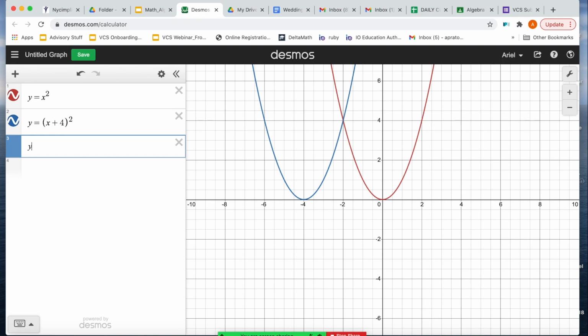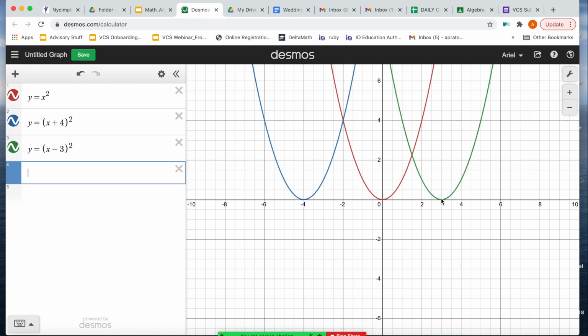What if I subtract 3 in the parentheses? How does the vertex change here? You might be noticing something interesting: I subtracted 3 and now the vertex is at positive 3. I added 4 and now the vertex is at negative 4. That's something to notice. I'm going to delete this.